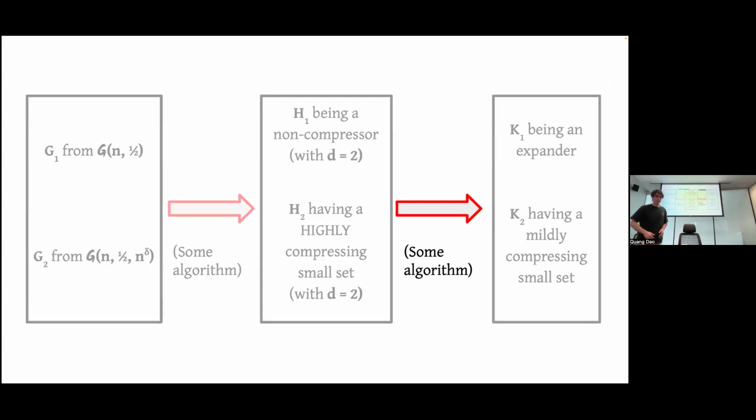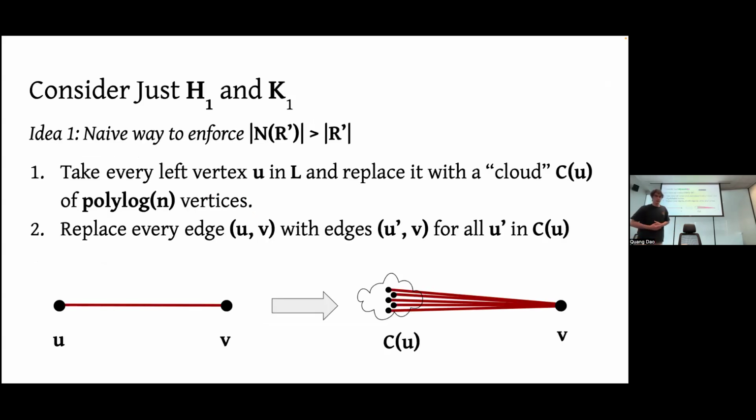Okay, let's continue working backwards. We'll look first at going from trapdoor non-compressors to trapdoor expanders. Let's consider just the case where we want to amplify this non-compression property to true expansion. And then I'll come back to the case of the planted graphs later.